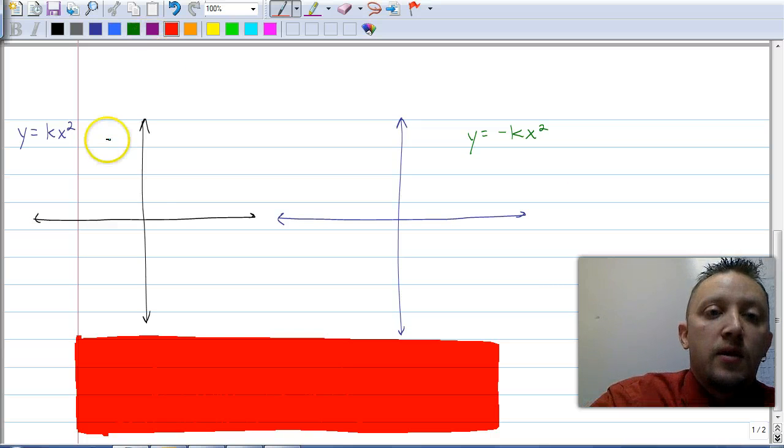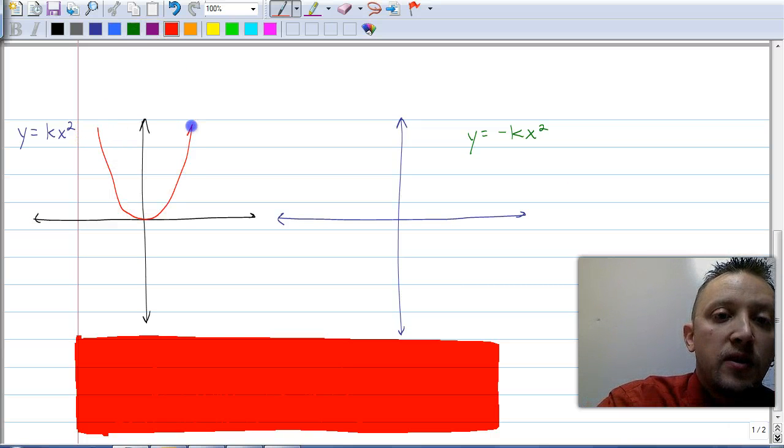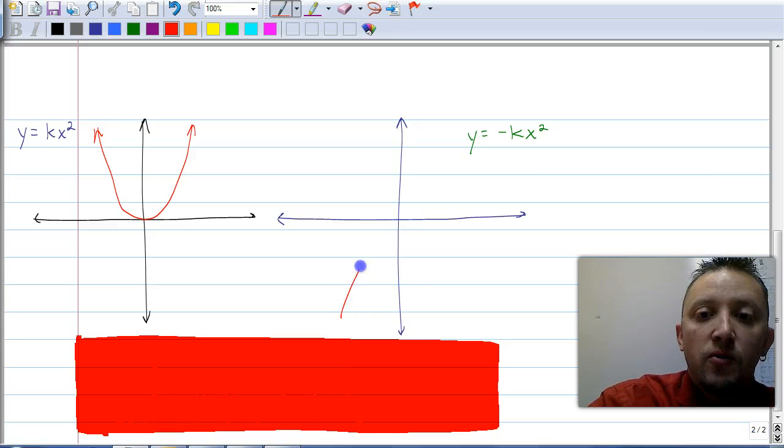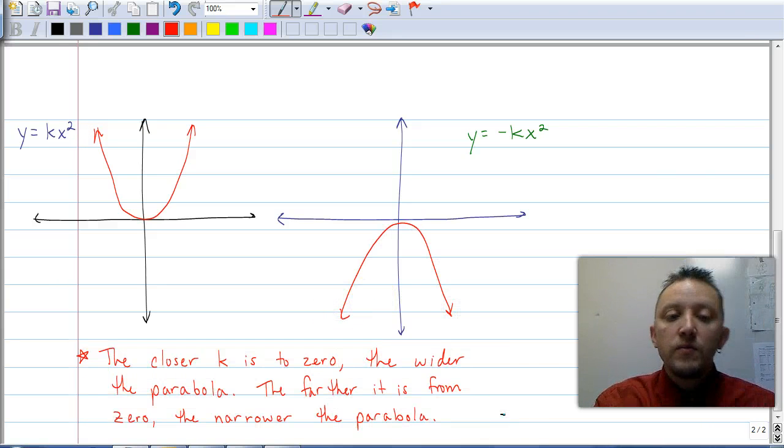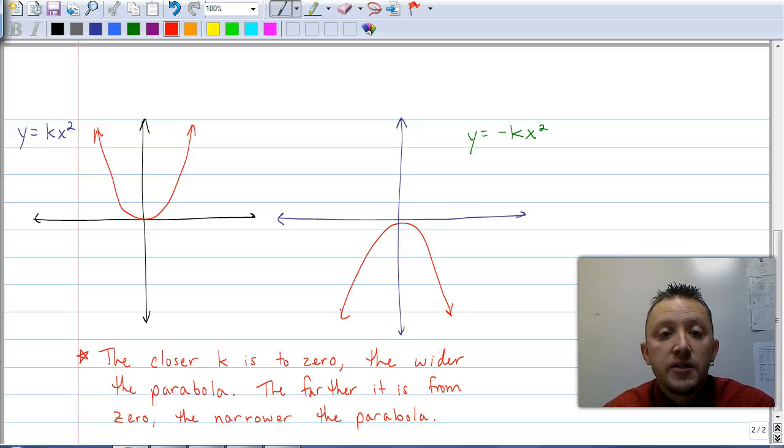again, when k is positive, the graph points upwards. When k is negative, the graph points downwards. And like we just mentioned, the closer k is to 0, the wider the graph's going to be. The farther it is from 0, the narrower the parabola is going to be.